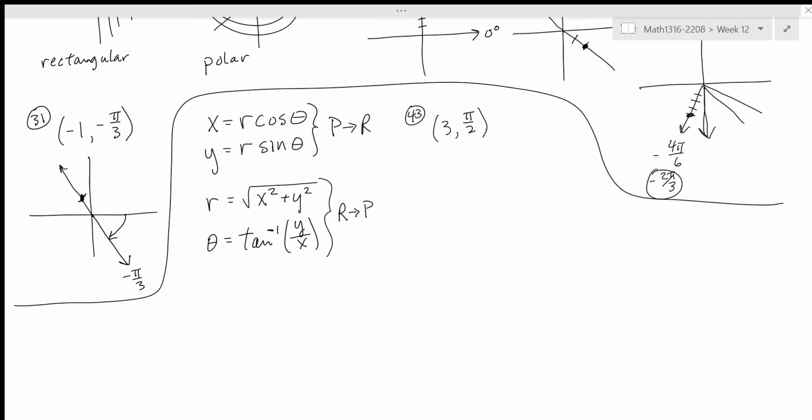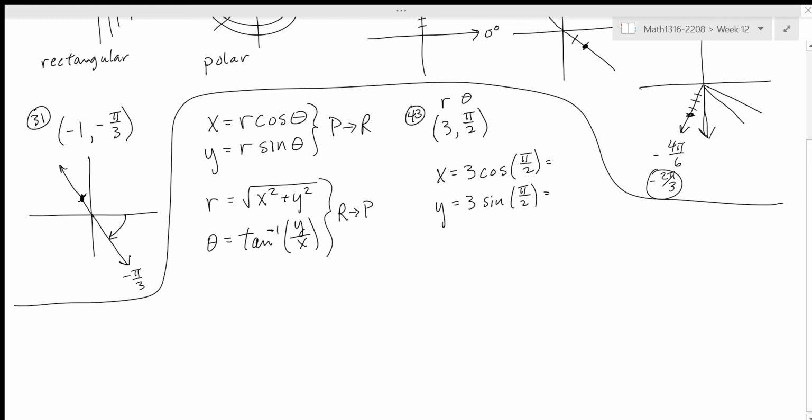And here's what the instructions say. The instructions say polar coordinates are given. Find the rectangular coordinates. So if it says polar coordinates are given, what two letters do I have? And if I'm looking for rectangular, I need x and y, right? And so that means we're using the first two formulas. So x is r cosine theta, and y is r sine theta.